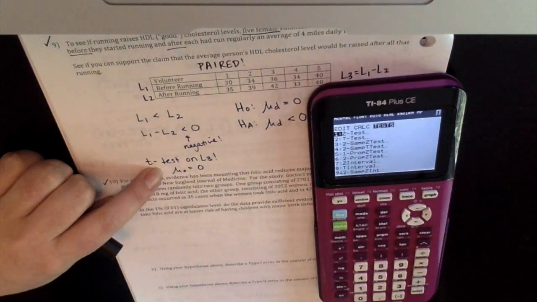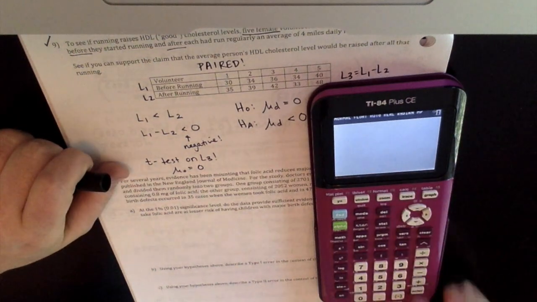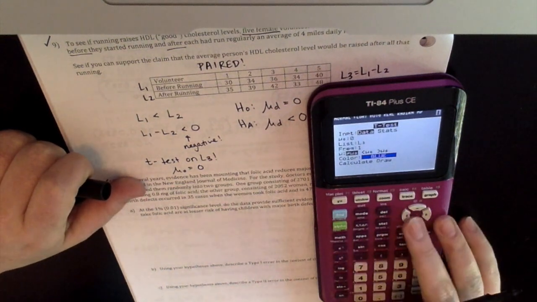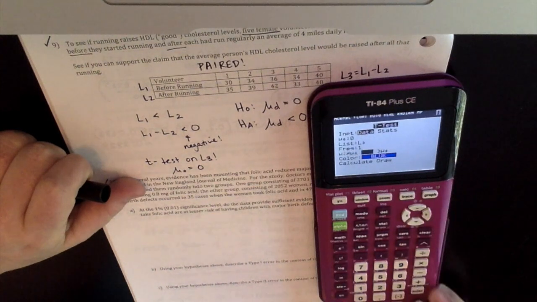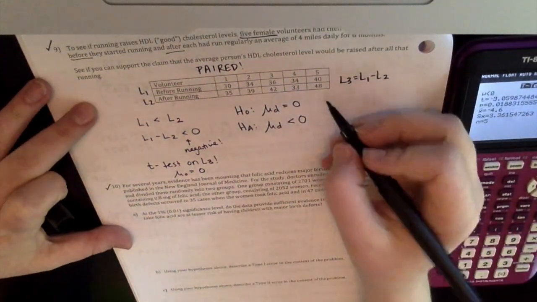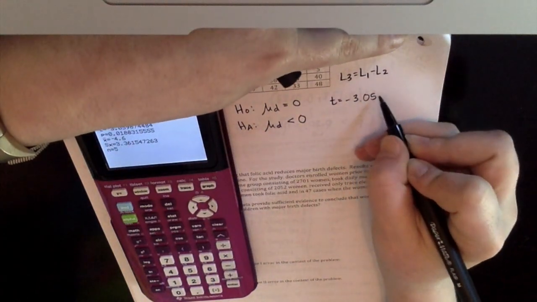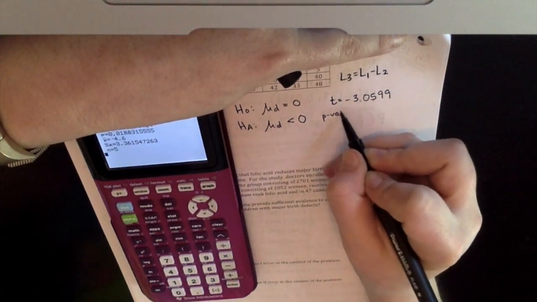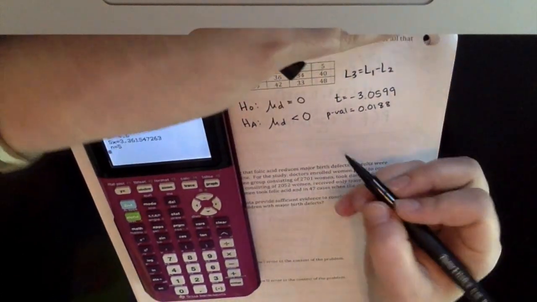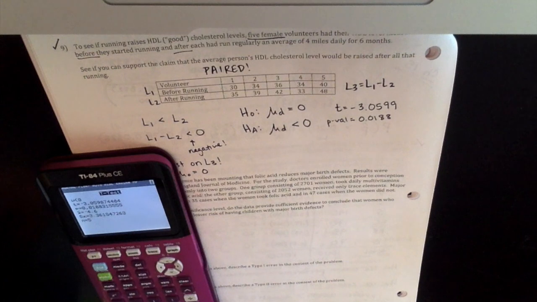Stat, arrow left to test, and select option number 2. This is on data. Mu naught is 0, and change this to list 3. Make sure that you select less than and hit calculate. T is, I'm recording this, negative 3.0599, and the p-value is 0.0188. And we're going to compare that p-value to, I guess, 0.05 because there's no alpha level given.